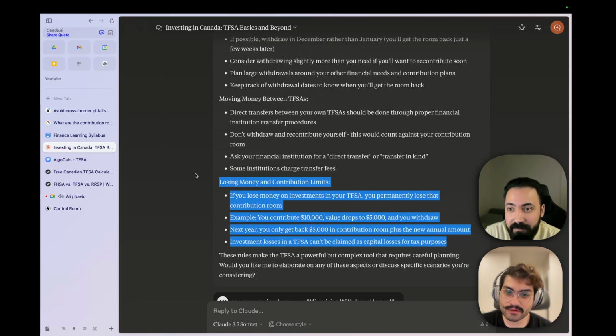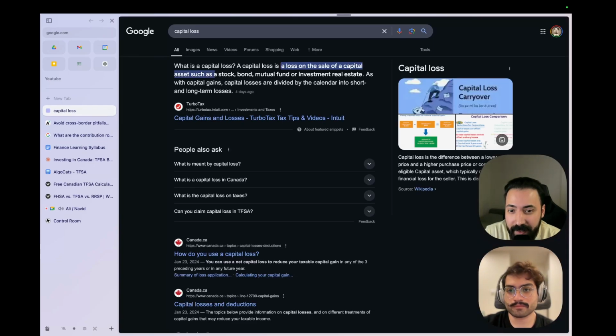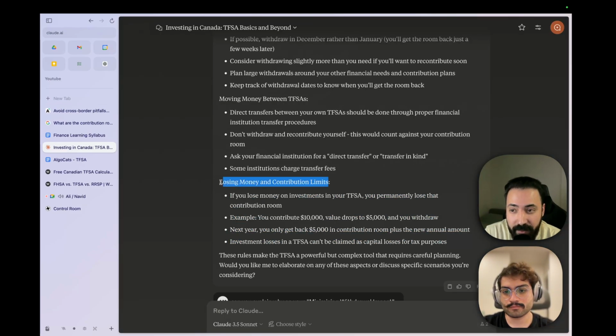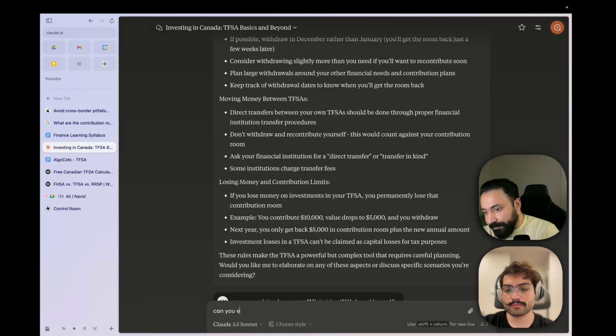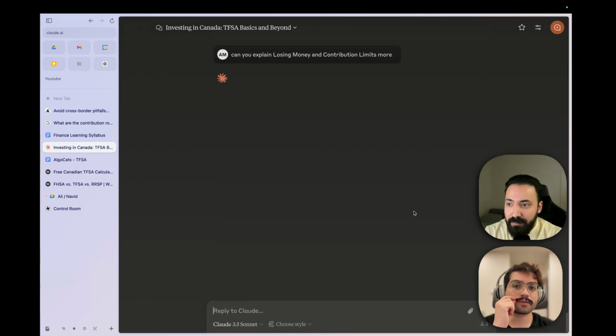What's a capital loss? Some accounts let you report a capital loss when you are filing your taxes, so that you can reduce the income taxes that you are paying to the government. But a TFSA is not like that. If you lost your contribution room, you cannot report a capital loss on that. Interesting. This was very interesting.